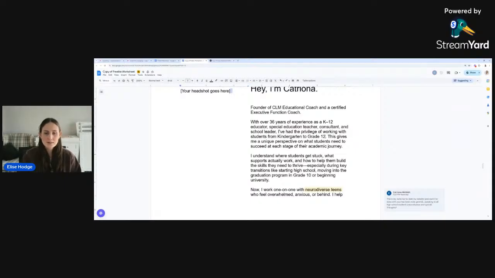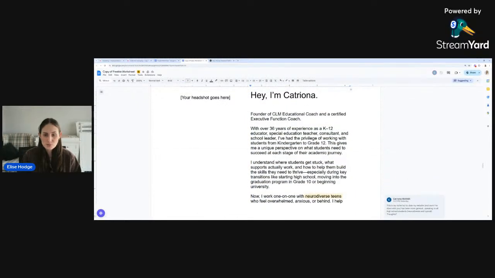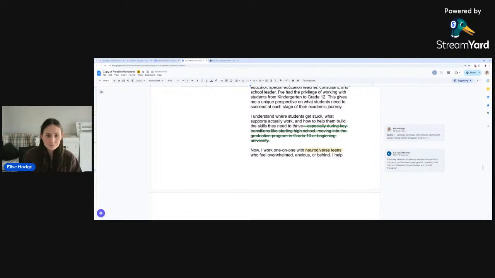That makes sense. I understand where students get stuck, what supports actually work, and how to help them build the skills they need to thrive, especially during key transitions like starting high school, moving to the graduation program. I think, see, this is too long. This is more like a longer bio. I think you get the point across. I think you drive that point home in just these first 3 lines. I think you can remove this, even though I like it, but just in terms of shortening it.